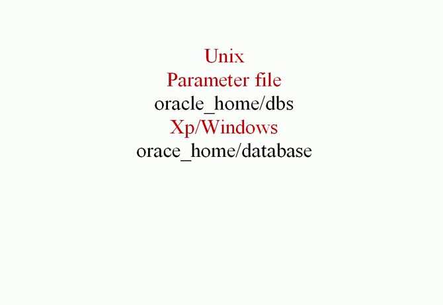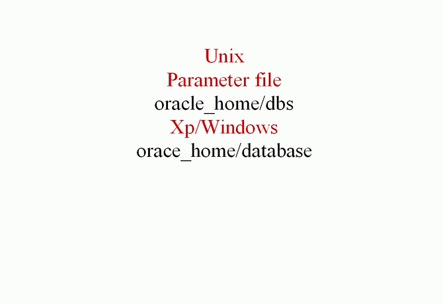In this video we will understand about the parameter file and the server parameter file. Now in Unix, when you create your database, the parameter file or the server parameter file is automatically in the Oracle Home dbs folder, while in Windows it's under the Oracle Home database folder. So let's see the existing parameter file.